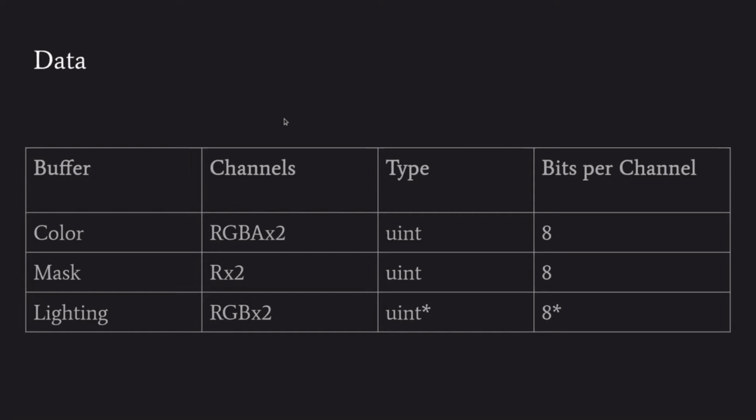So color is front and back buffers that have RGBA values, and those are 8-bit unsigned integers. Masking is a single channel, 8 bits, and lighting is the same, but I'm going to be converting that to floating point. There are a couple other changes that are going to come along with that, but currently it's an 8-bit unsigned integer, and we'll see later where that can clip, and there are some issues there.